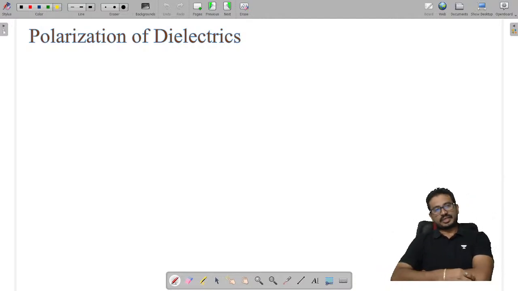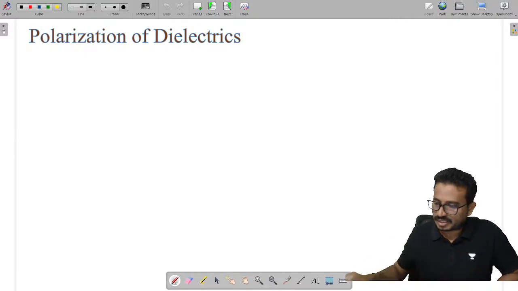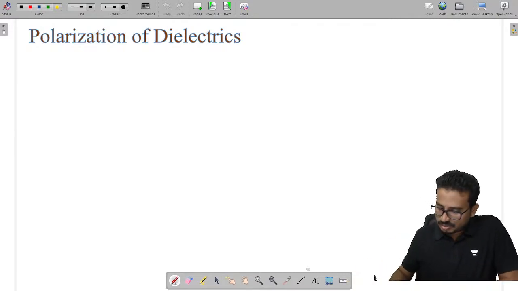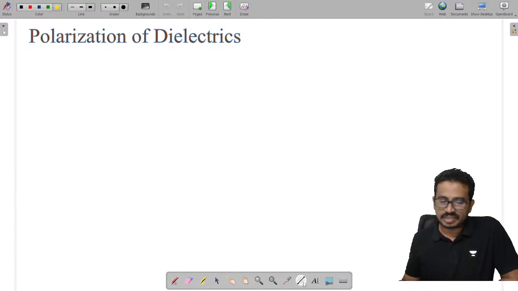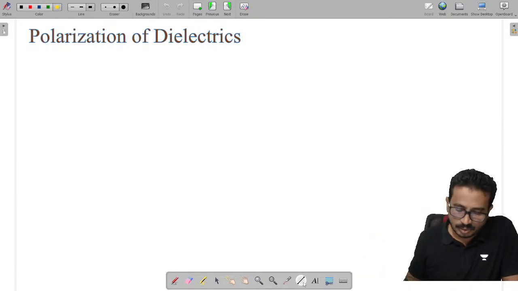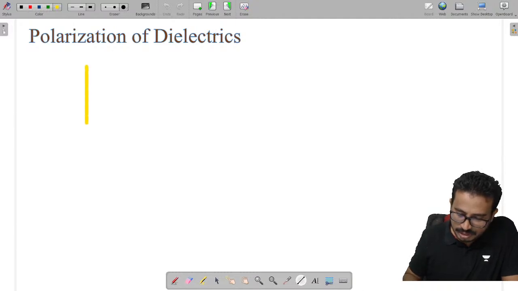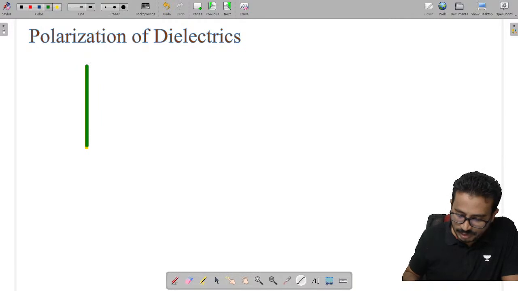So here, first of all, let us understand the difference between a conductor and a dielectric. A conductor has a huge number of free charges available, but in a dielectric, charges are not freely available. Those charges are bound by the covalent bonds.